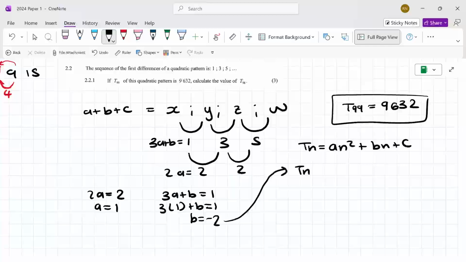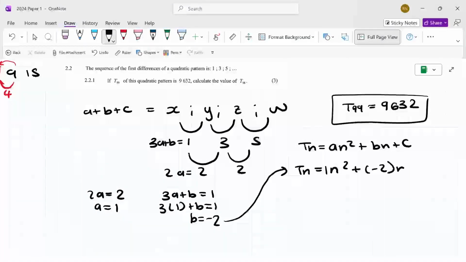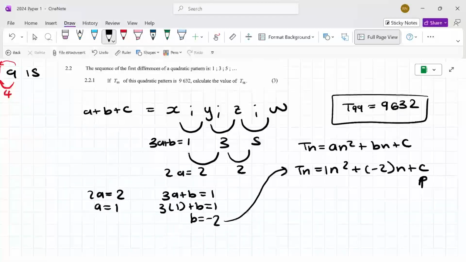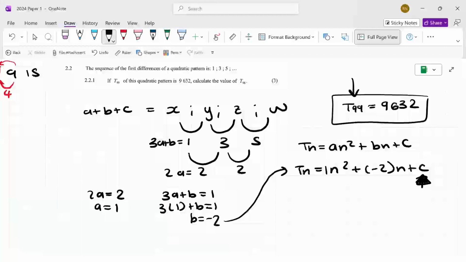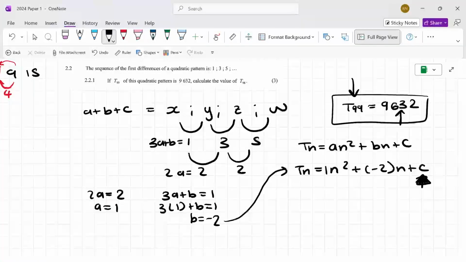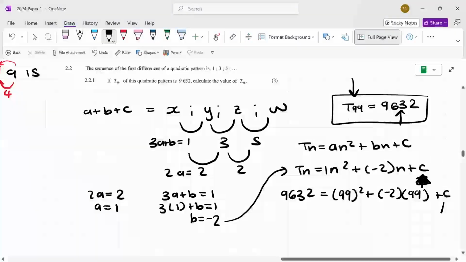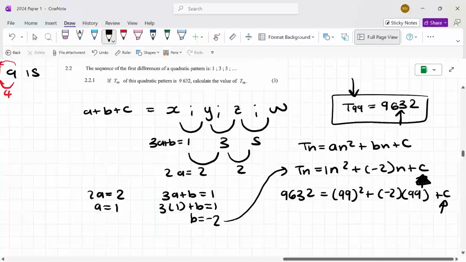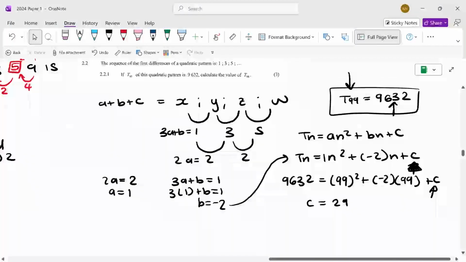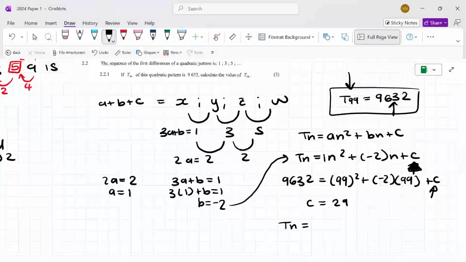So at the moment, if we substitute in, we have Tn is equal to a, which is 1, so 1n squared plus b, which is minus 2n, plus c. We are missing this c value, right? And I think we can get it by substituting in this point. We know that at this point n is equal to 99, and we know the value at that point. So we can say 9632 is equal to 99 squared plus minus 2 times 99 plus c. Now all we're missing is c. If you do this in your calculator, you should get c is equal to 29, which means that your Tn formula is Tn is equal to n squared minus 2n plus 29.